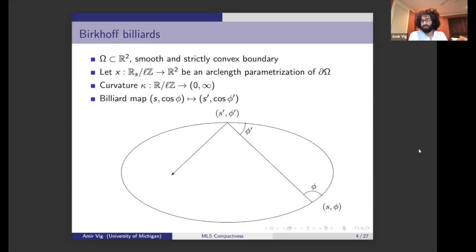And the billiard map is defined as follows. If you take some point on the boundary and some angle with the tangent line at that point, then if you launch a billiard ball in the direction of that angle, starting at that base point, then it intersects the boundary at some other point with some other angle. So the billiard map sends arc length coordinate 1, angle 1 to arc length coordinate 2, angle 2. Okay. And you can iterate this by the law of equal angles. So angle of incidence equals angle of reflection, which is sometimes called Snell's law.